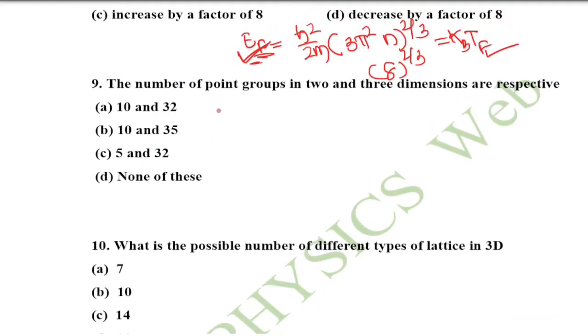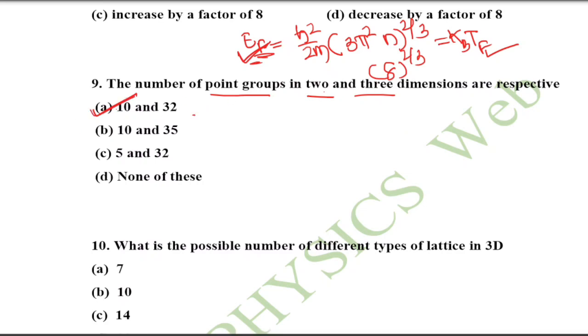Next, the number of point groups in 2 and 3 dimensions are respectively. Number of point groups in 2 and 3 dimensions, that is your 10 and 32. For 2 dimension it is 10, and for 3 dimension it is 32. So A is your correct option.